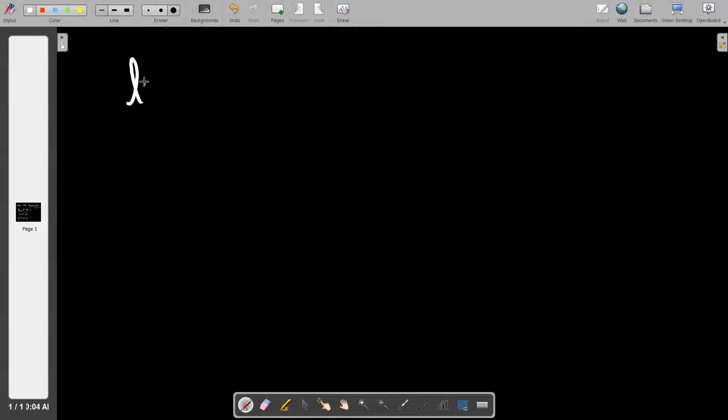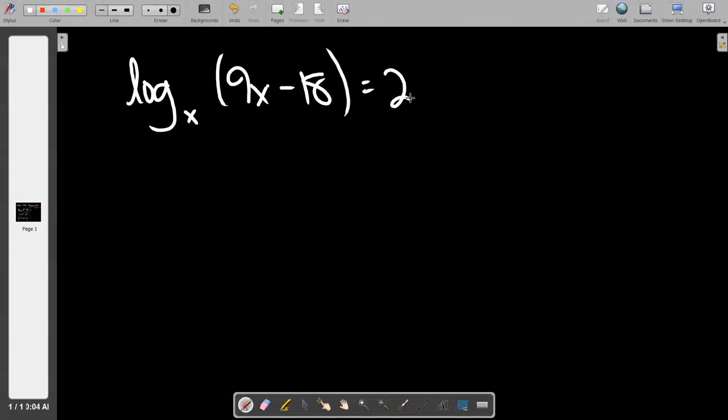Example number 2 says log base x of 9x minus 18 equals 2. Again, there is no condensing today. So what is the next converted equation going to say? Good job, Logan. That's just perfect execution. Base to the 2 equals argument, over and over again.